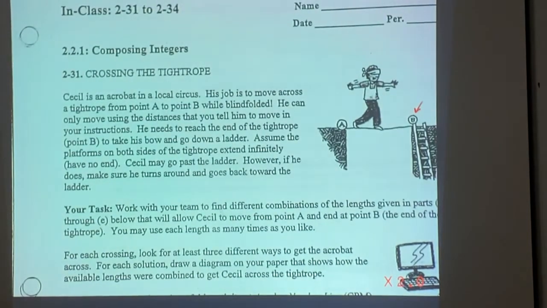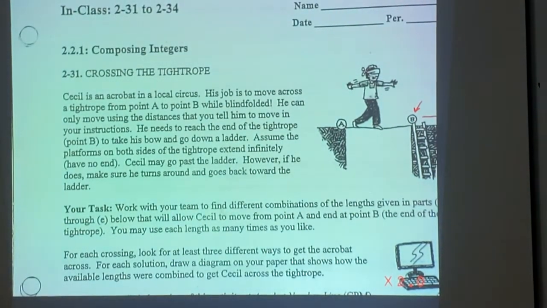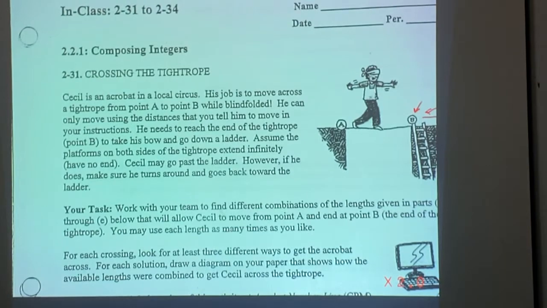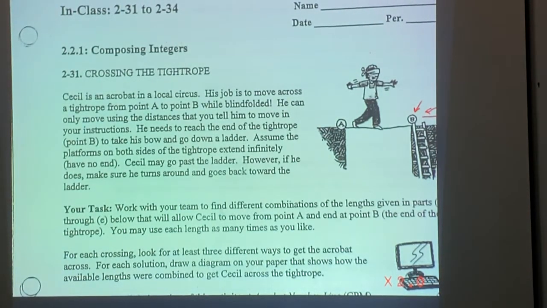Cecil may have to go past the ladder. However, if he does, make sure he turns around and goes back towards the ladder. So if he goes past this B, you've got to make him turn around and go back. Your task: work with your team to find different combinations of lengths given in parts A through E below that will allow Cecil to move from point A and end at point B at the end of the tightrope. You may use each length as many times as you like. For each crossing, look for at least 3 different ways to get the acrobat across. For each solution, draw a diagram on your paper to show how the available lengths were combined.